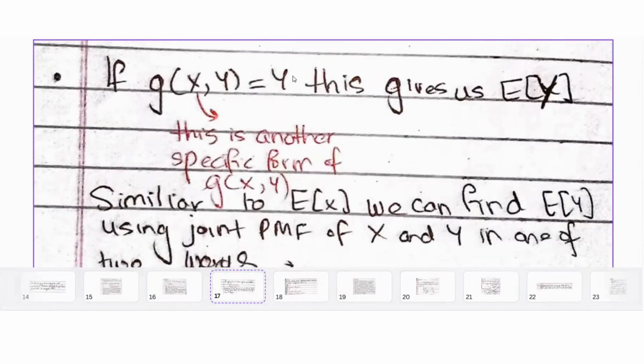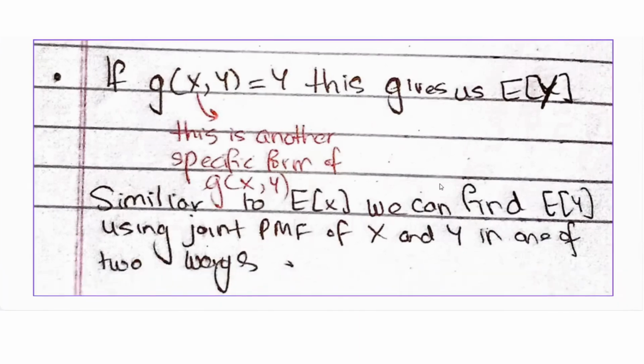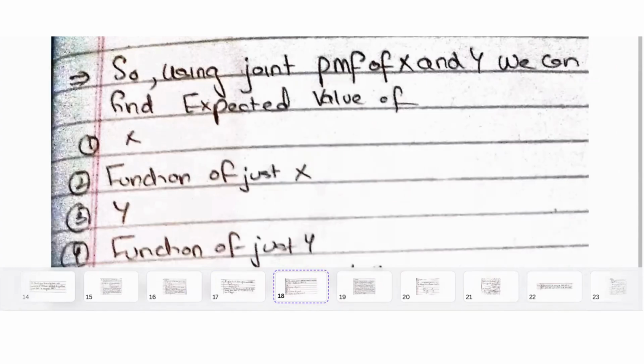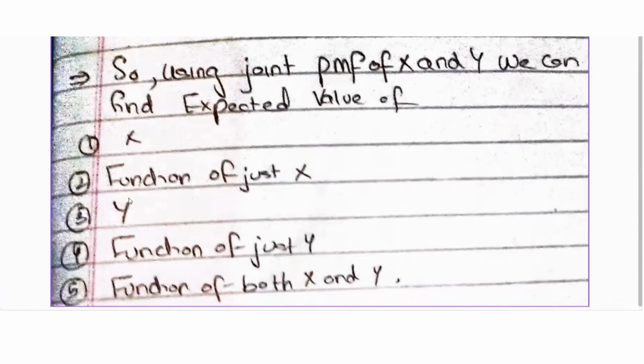Similarly, if g(x,y) is just equal to y, this is another specific form of g(x,y), and this will give us the expected value of Y. So if we want to find the expected value of just X or just Y, and not really a function of X and Y, we can still do that using the joint PMF without having to find the marginal PMFs of X or Y. Using the joint PMF of X and Y, we can find the expected value of a function of just X, like E[X^2], E[X^3], and so on, of just Y, like E[Y^2], or of both X and Y. So the joint PMF can be directly used to find the expected value not just of a function of both X and Y, but even of functions of just X or just Y, without having to find the PMFs of X and Y.